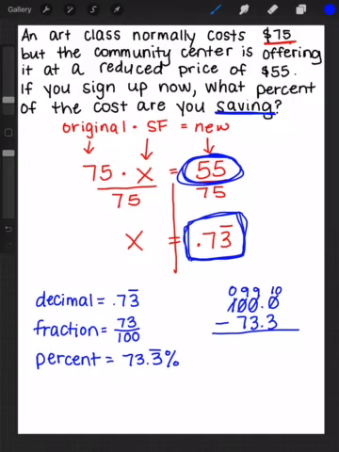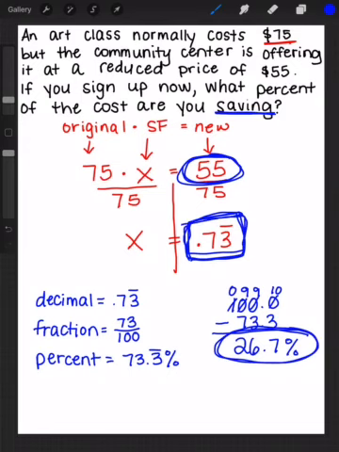Okay, so 10 minus 3 is 7. 9 minus 3 is 6. 9 minus 7 is 2. So we are saving approximately 26.7%. Okay? So there were a couple steps involved in this one.